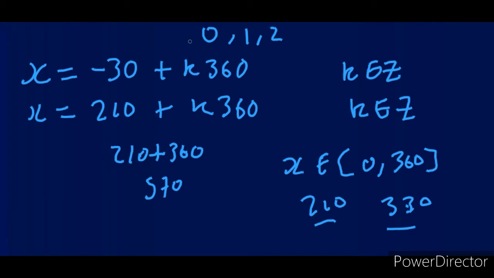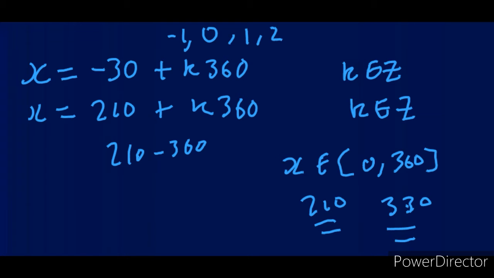So let's test negative 1. What about negative 1? If I put negative 1 in place of k, we'll end up having 210 minus 360, and 210 minus 360 will give us negative 150. So it's way below the restriction, so it's not going to work. So the only answers that work are 210 and 330.